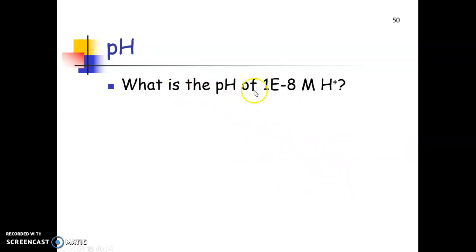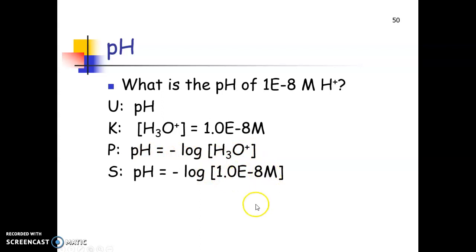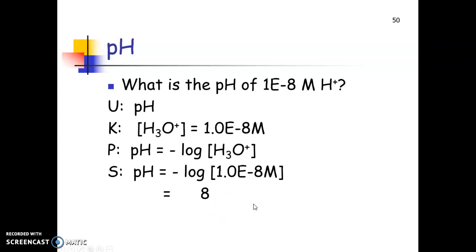Alright, so here's an example. What is the pH of 1 times 10 to the minus 8th molar hydrogen ions? And so our unknown there is the pH. The known is the hydrogen ion concentration or the hydronium concentration. So we would use the pH equation for that and plug in a numerical value, and we should get 8 when we do that calculation. If you haven't already, give it a try and make sure you can get the same thing on whatever calculating device you're using. Some cell phone calculators, if you turn the cell phone sideways, then it'll give you more options or buttons or whatever there. That's how mine works anyways.